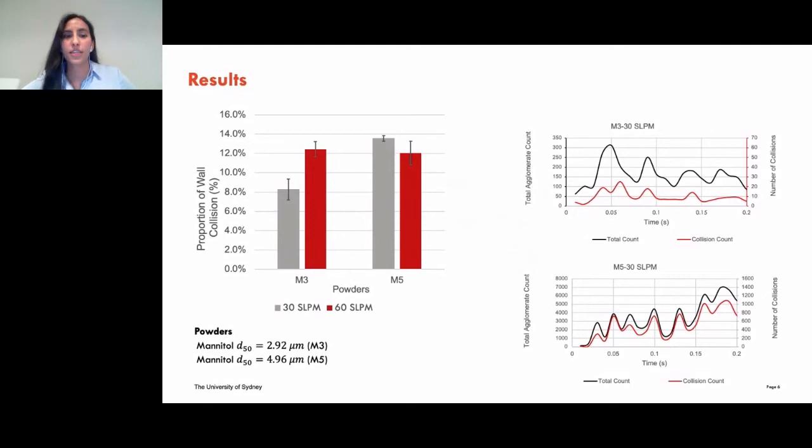Applying this to mannitol of two powder size distributions at 30 and 60 liters per minute, you can find that at the lower flow rate the difference in powder sizes has a much more significant effect, which, as you can see by the figures on the right, is consistent over the full evacuation time. Whereas at higher flow rates, the change in powder size has an insignificant effect on the overall proportion of wall collisions that were detected.